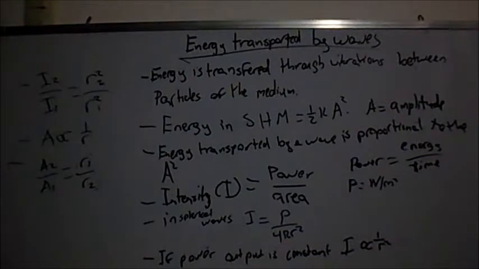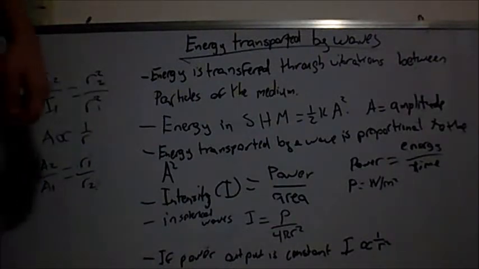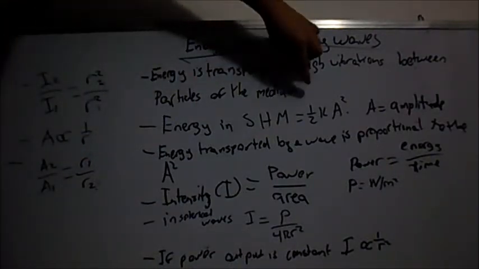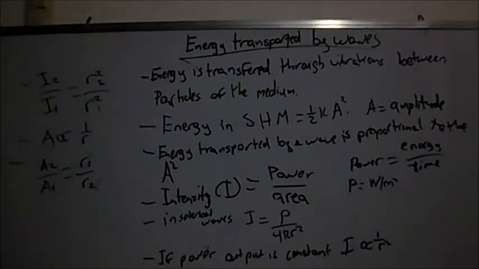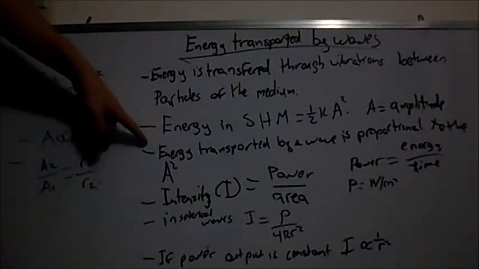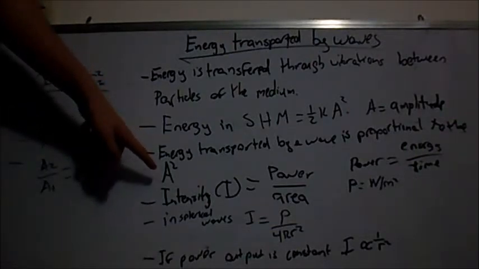Now, for a sinusoidal wave, the particles move in simple harmonic motion, and that gives us that each particle has energy of 1/2 k A squared. That's not important right now, just keep that in mind. Now, the energy transported by a wave is proportional to the square of its amplitude. That is important. Proportional to the square of its amplitude.